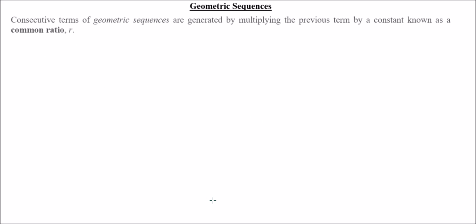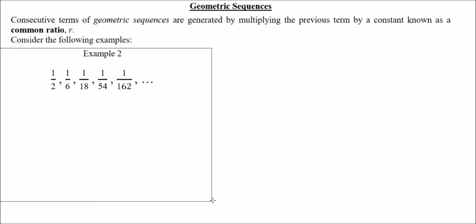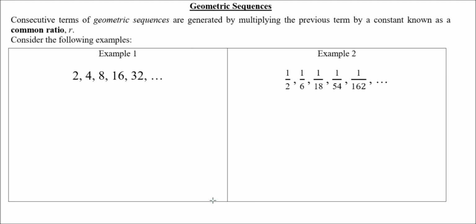So first of all, what do I mean by a geometric sequence or geometric sequences? Well, consecutive terms of geometric sequences are generated by multiplying the previous term by a constant, which is known as the common ratio, often just called lowercase r. So let's have a look at two different examples here. One example for numbers are increasing, second example for numbers are decreasing. But let's examine here how we're going from one value to the next in this sequence.